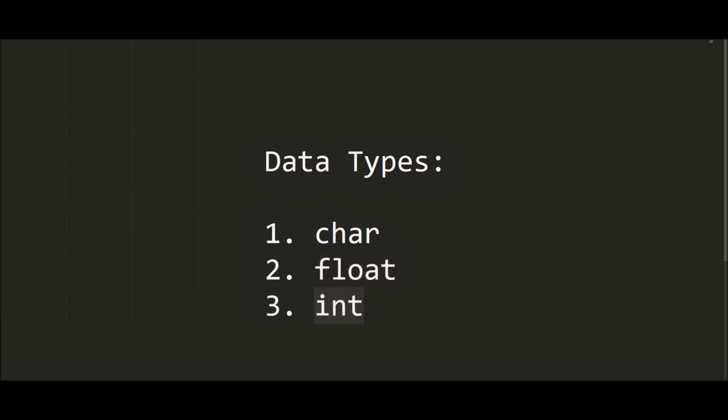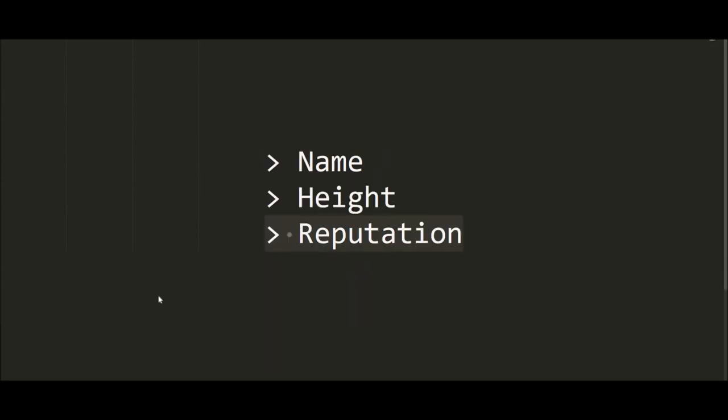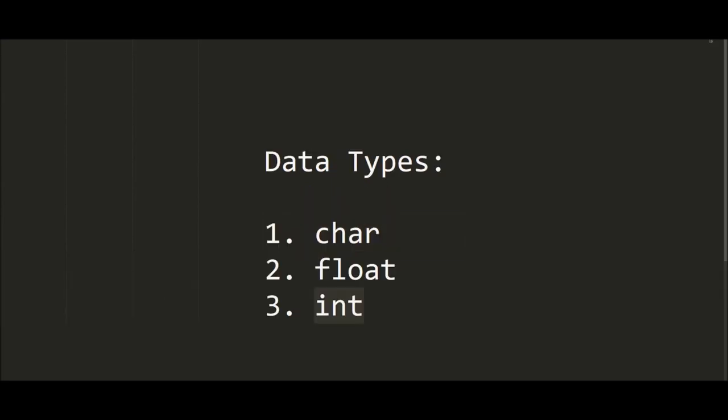Now, the last data type is int. Int is short for integer. If you remember in our earlier examples of data, the last example was reputation. If you are a good person, your reputation would be on the positive side. And if you are a bad person, your reputation would be on the negative side. And if you are just like me, then your reputation would be represented with a 0. As you may have guessed, the structure of the reputation data is like an integer. So we can represent that in C programming with an int data type.